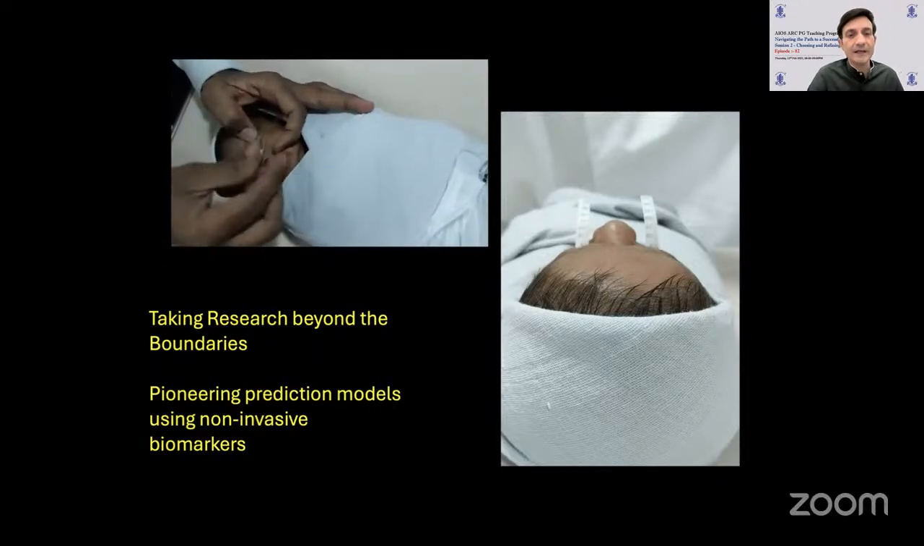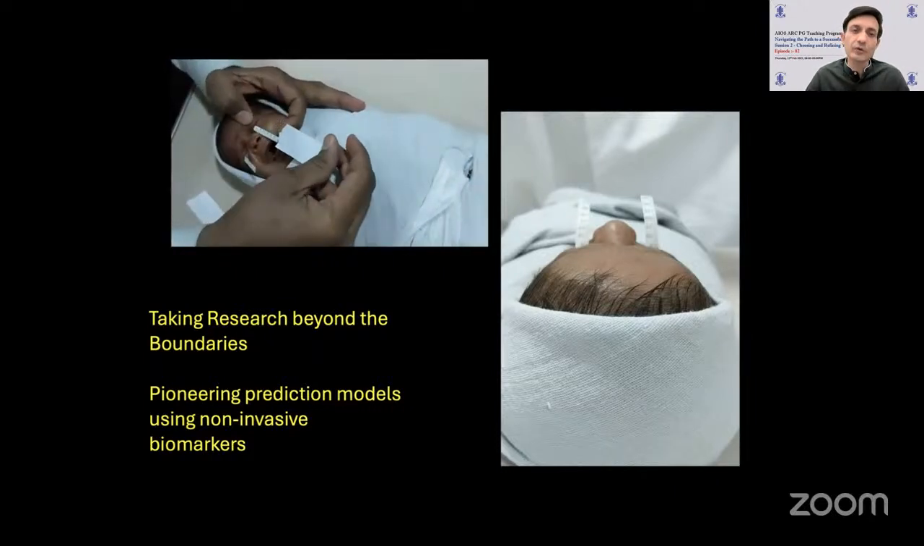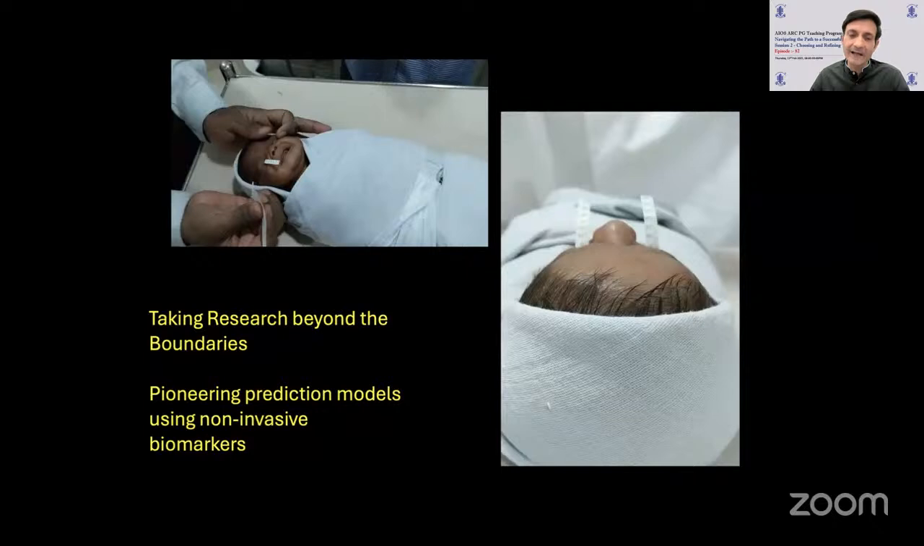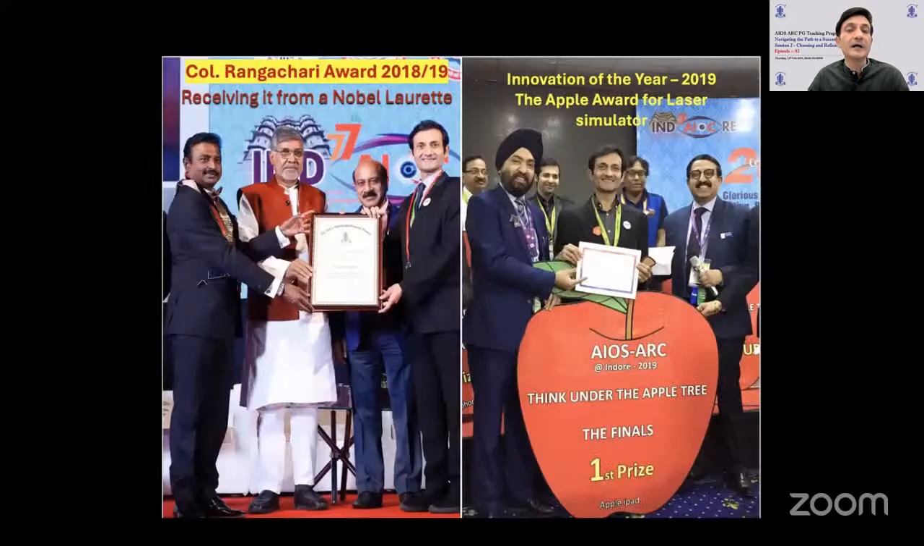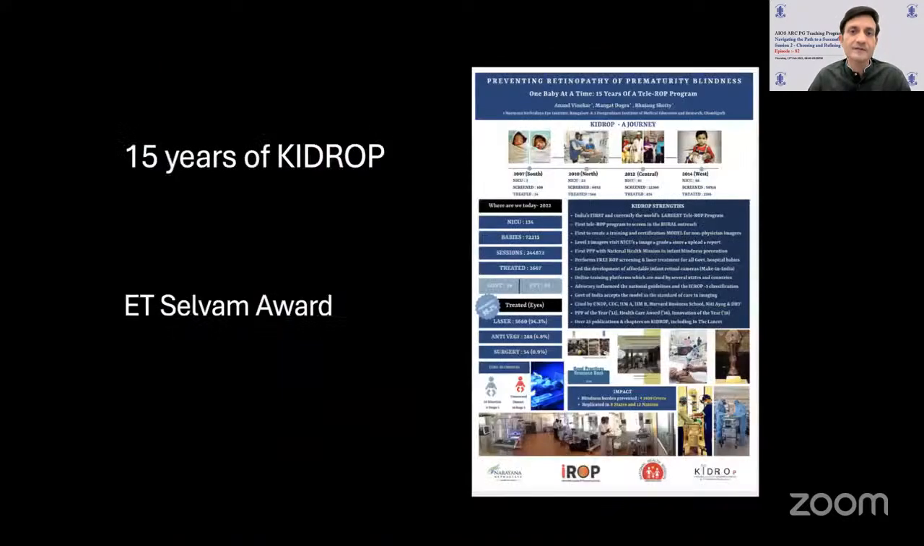So here in NN, we're fortunate we have a good tear biomarker lab, and so we were trying to take tears and use the biomarkers that we find in the tears to predict which babies will get the disease. So these are 3 or 4 good publications that have come out. We are now in a position to take the tear in the very first screening and be able to predict which baby will eventually get the disease. And I think this has been adequately rewarded by the AIOS.